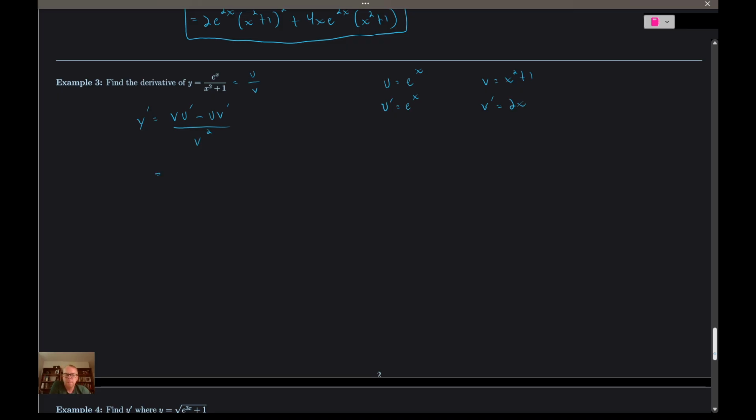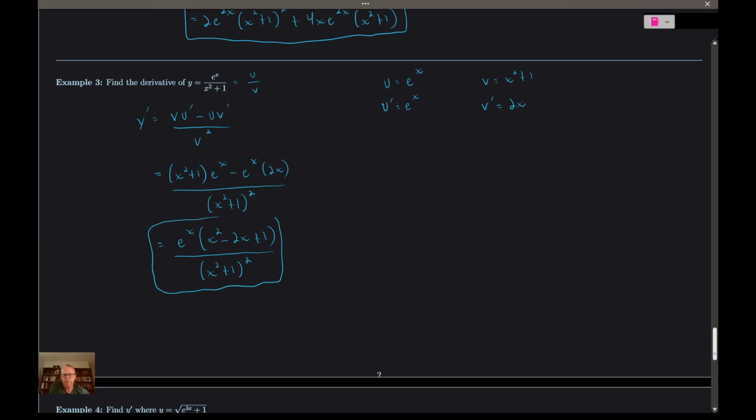So now let's plug all this in. We have v, which is x squared plus 1, times u prime, which is e to the x, minus u, which is e to the x, times v prime, which is 2x, all over v squared, which is x squared plus 1 squared. And then we'll see what happens with the top. Actually, it looks like we can factor out an e to the x on top. So we can write e to the x, and then we have x squared minus 2x plus 1, over x squared plus 1 squared. This will factor into x minus 1 squared, but that doesn't really help us cancel anything out, so we'll just leave it like that.